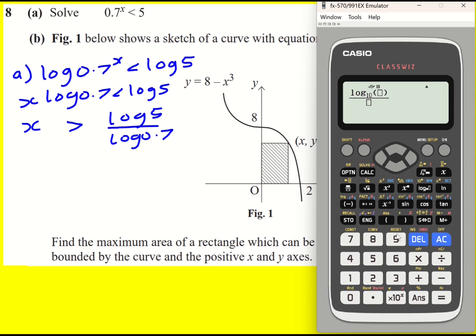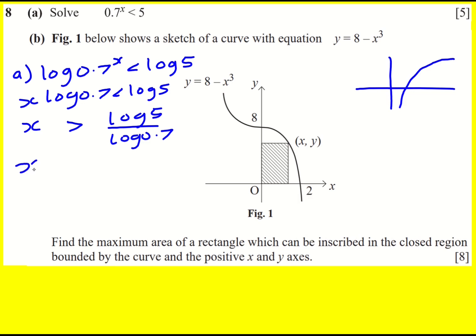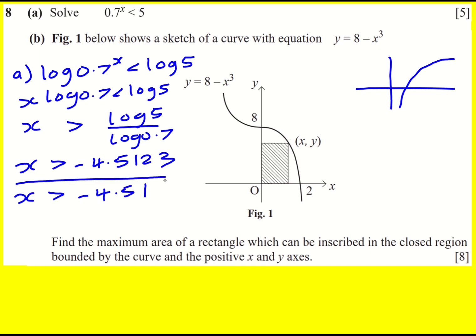You could even use log to base 8 or something like that, but 10 is just a good go-to. So minus 4.5123. Write it down to that accuracy and then round it to 3 significant figures. There we go. Now there is a quicker way.